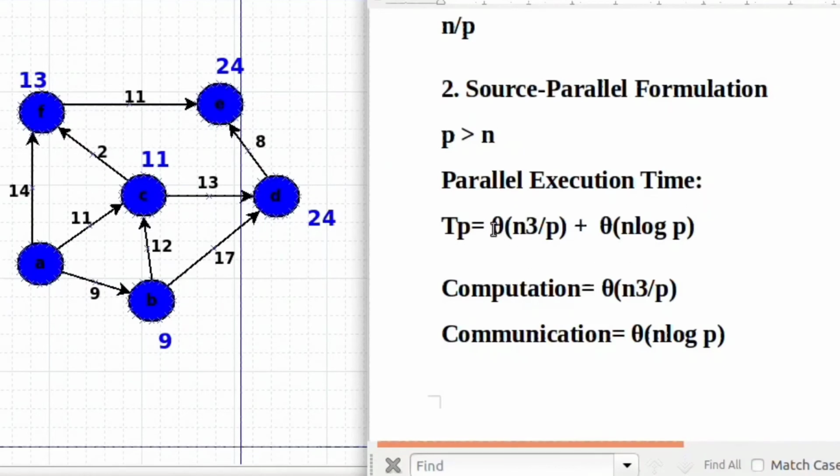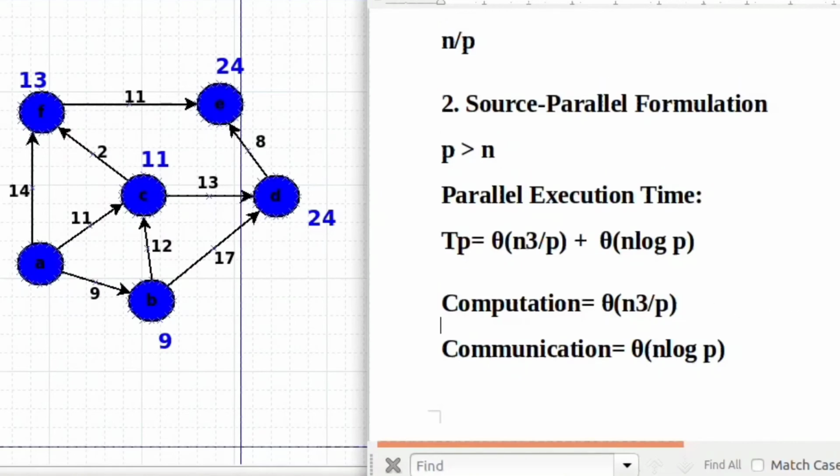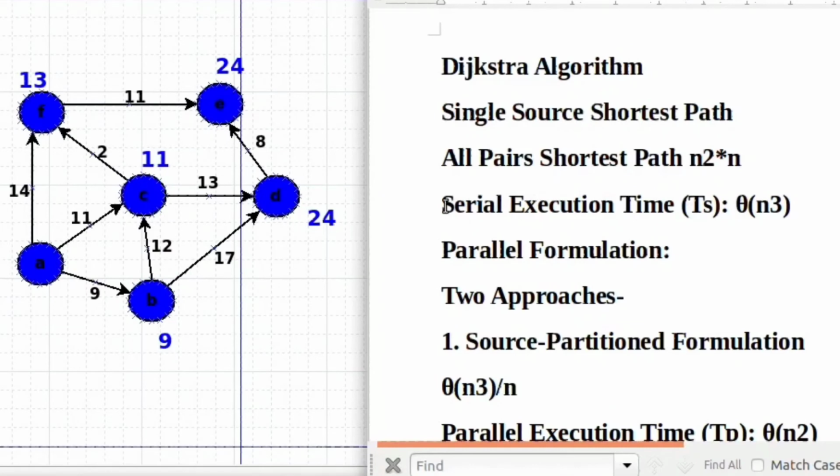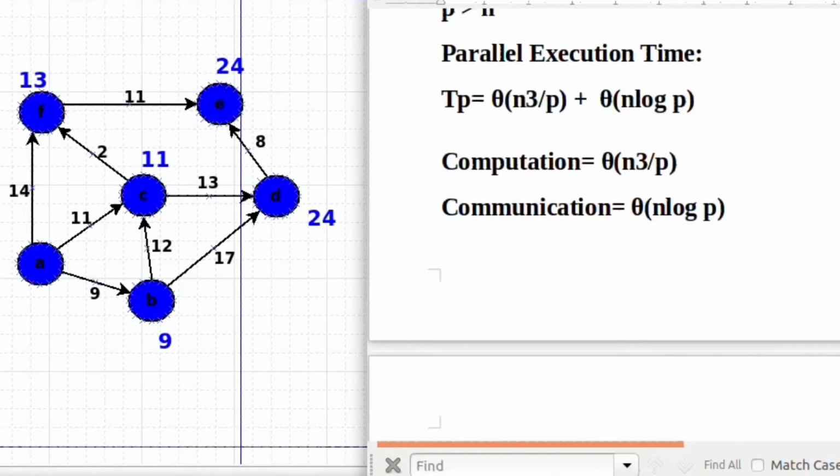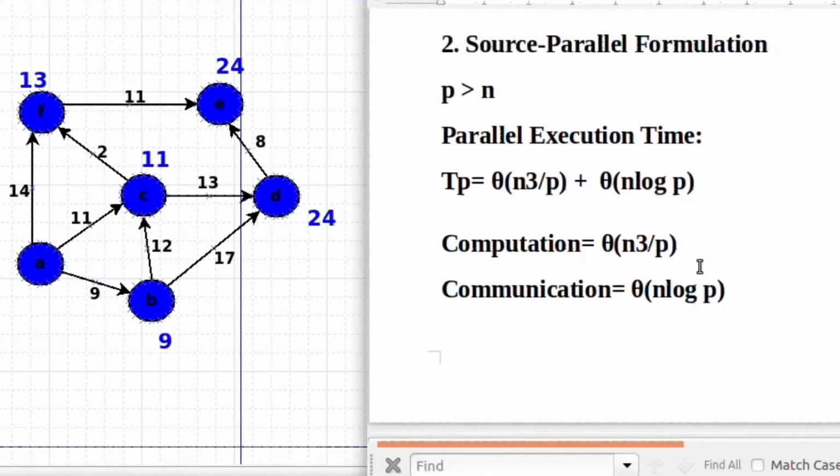The parallel execution time will be theta of n cube. This is the time for the computation. How did we get this time? If it is done serially, the time required is theta of n cube. But in this case there are p processes, and p is greater than n. So the computation time will be theta of n cube divided by p. There are p processes, multiple processes working on this, finding the shortest path to all the other vertices.